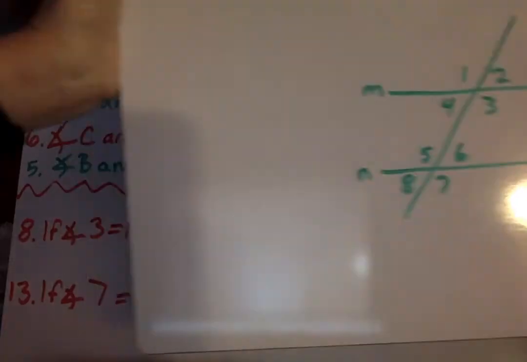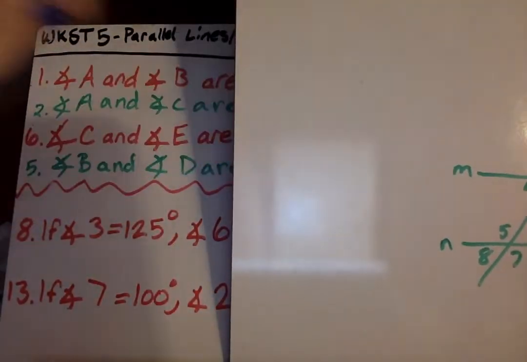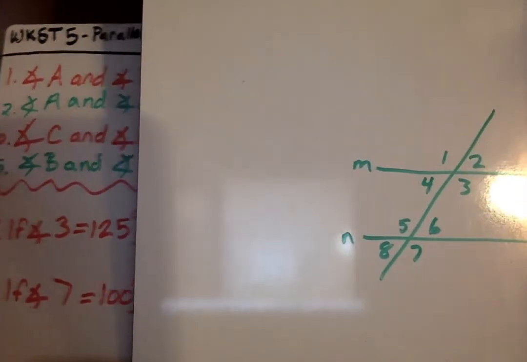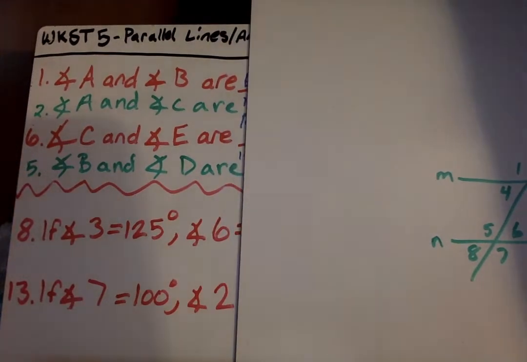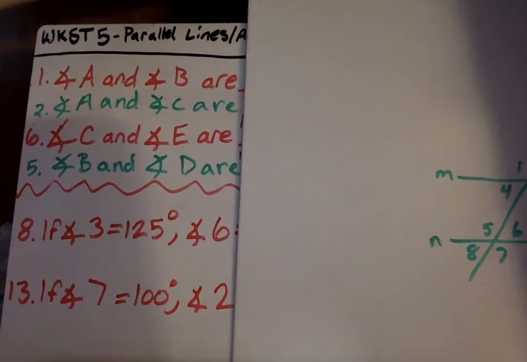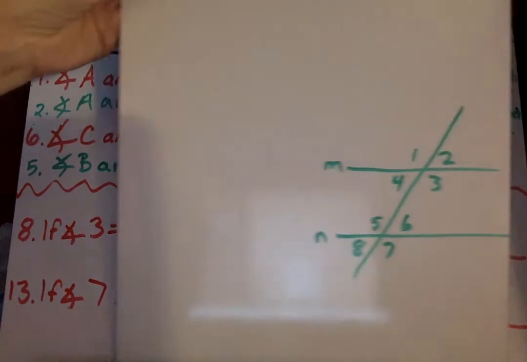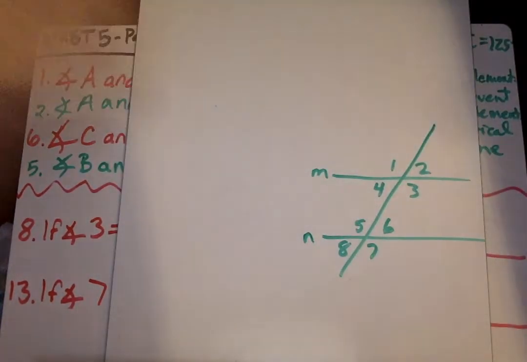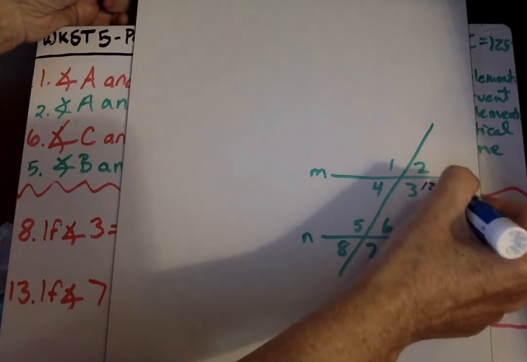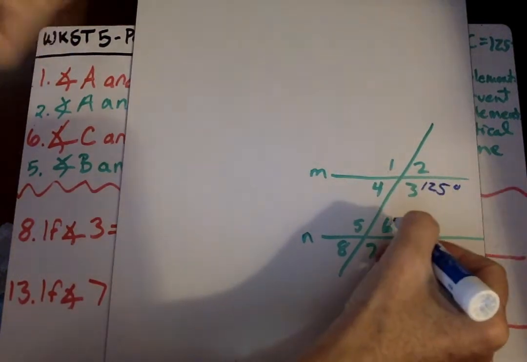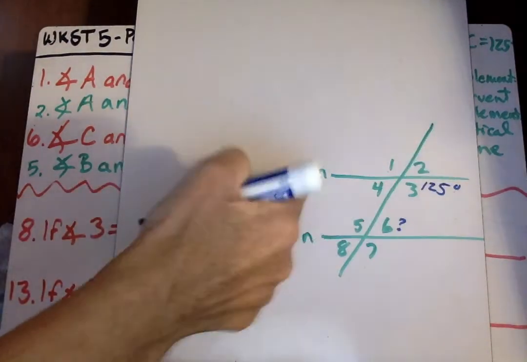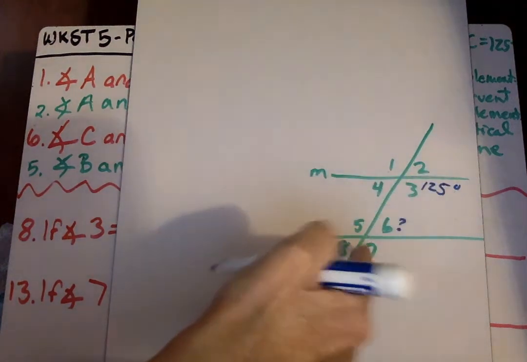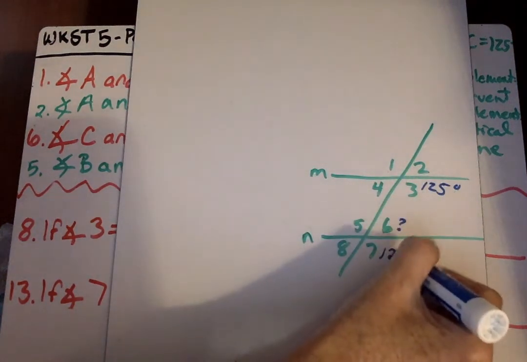Let's see if we can put this figure in here. And then I'll probably have to move it around a little bit, okay? So if the measure of angle 3 is 125, angle 3 is 125 right here. What is angle 6 going to measure? Okay, so if these are parallel lines, if I slide it down, it's going to be the exact same 125 here.